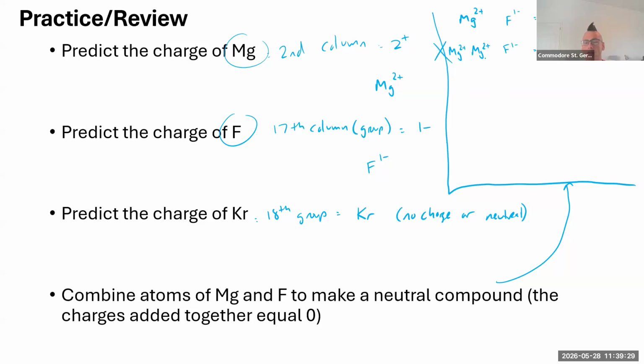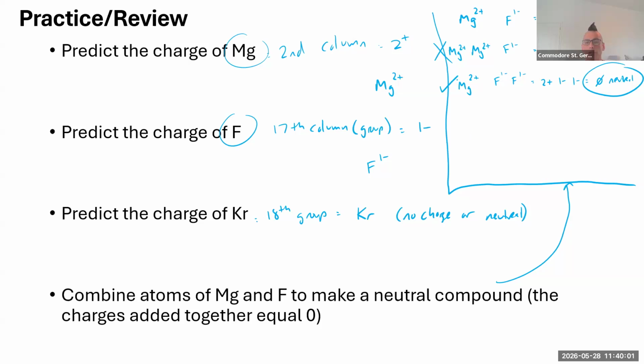Let's try adding another fluorine. So we'll say magnesium 2 plus, fluorine 1 minus, fluorine 1 minus. That equals a 2 plus, a 1 minus, and a 1 minus. Well, we have two negative charges, two positive charges, so that's going to equal 0. So this is going to be correct.